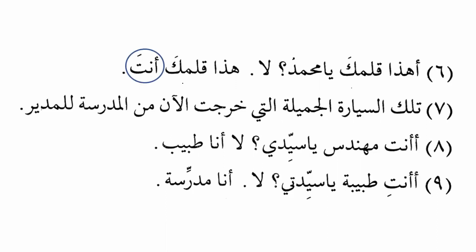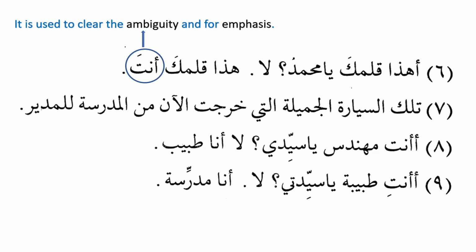So the first thing we say hadha qalamuka, and then we have anta. So this anta is basically used for two reasons. The reason that it is used here is to clear the ambiguity. If there is something not clear, or something is unclear, or ambiguous, it is used to clear the ambiguity, and also it is used for the purpose of emphasis. For the purpose of emphasis, inshallah, we will start from book number 2. And here in this book, the focus is on clearing the ambiguity.